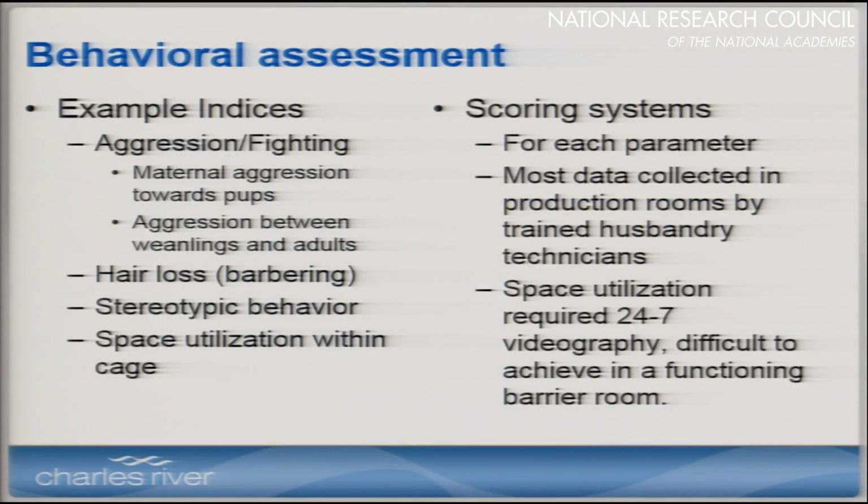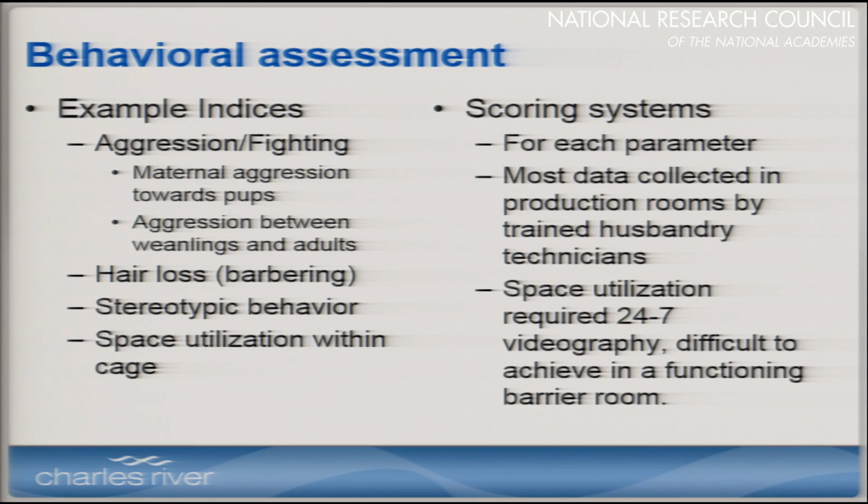For behavioral assessments, we were primarily worried about, I guess, two things. One is space utilization within the cage, and I'll show you in a moment how we assess that. The other is aggression or fighting. So maternal aggression towards pups, part of that will be reflected in the production indices, how many pups survive to weaning, but we can also assess that directly by observing how the moms interact with the pups. And then certainly aggression between weanlings and adults that are housed at these higher densities. Hair loss and barbering, stereotypic behavior, and space utilization within the cage.